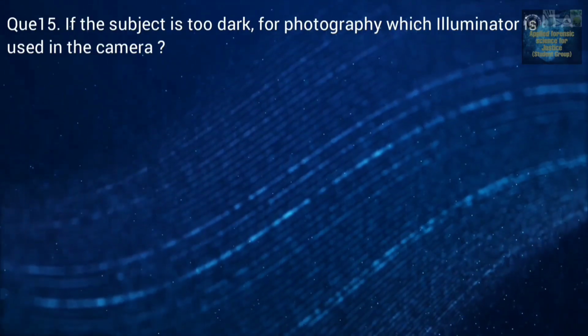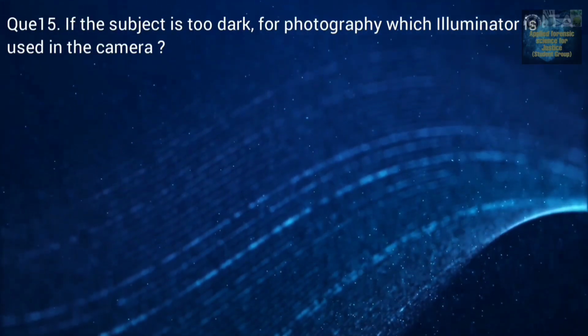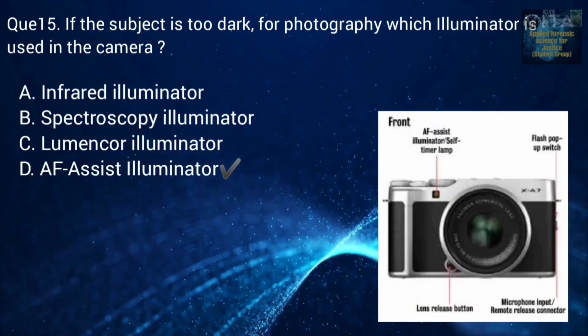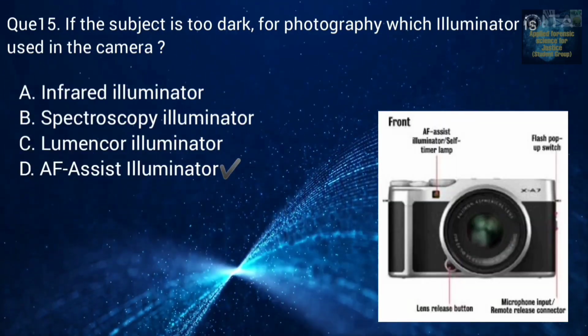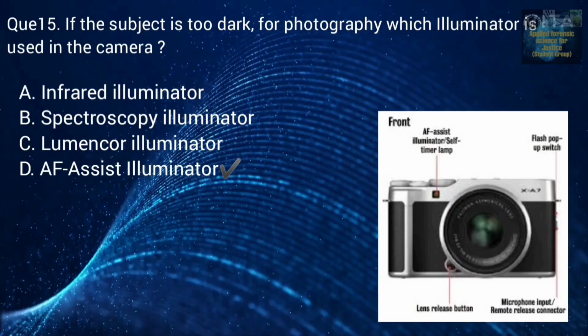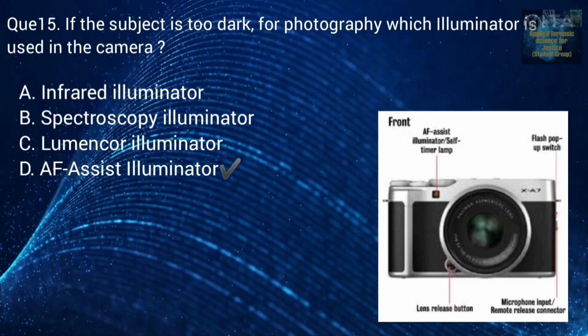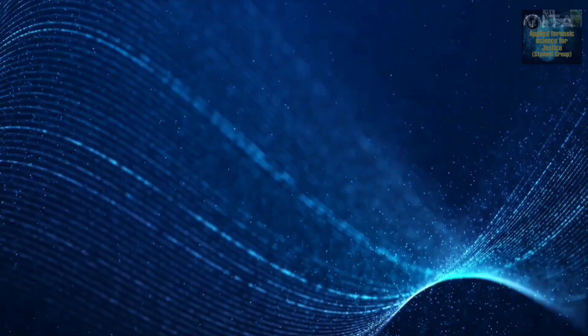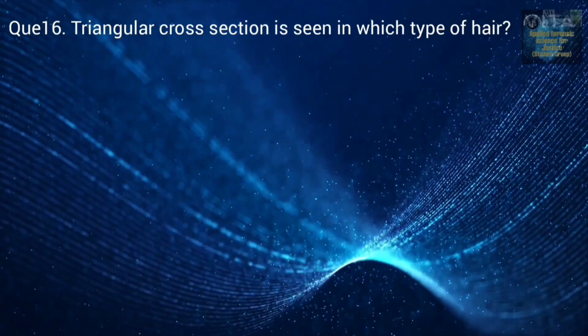Question number 15. If the subject is too dark for photography, which illuminator is used in the camera? Options are A. Infrared illuminator, B. Spectroscopy illuminator, C. Luminescer illuminator, D. AF assist illuminator. The correct answer is D. AF assist illuminator.